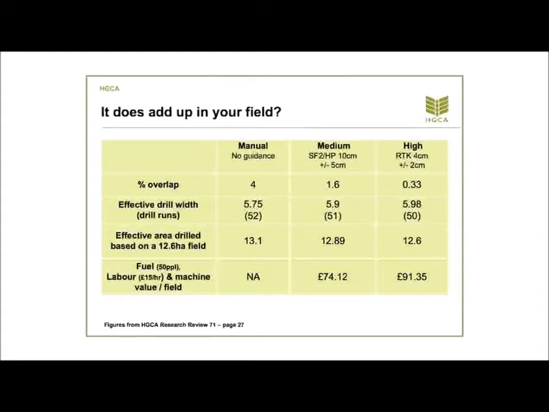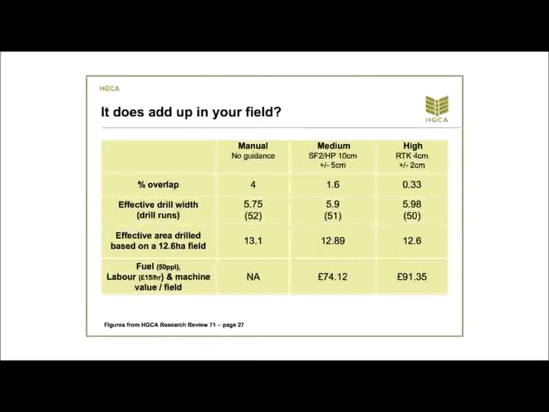Then we've got a medium level accuracy system. We take our overlap down to 1.6%, our effective drill width goes up to 5.9 metres, and now we're drilling 12.89 hectares. And then with the RTK system, we're up to 6 metres, and we're drilling the field size at 12.6. And if we look at 3 key costs, the cost of fuel, which is one that most people look at, the cost of labour, and the machine value, and these figures are taken from the HGCA research document that you'll learn more about later this afternoon, then we're saving in that field about £75 with the medium level accuracy system, and around about £100 with the high RTK system.